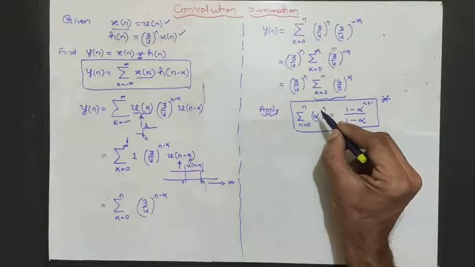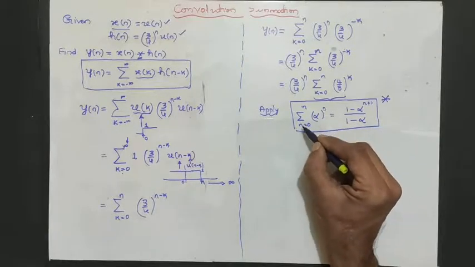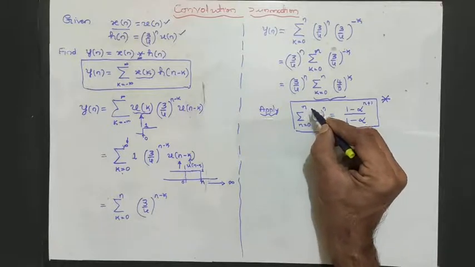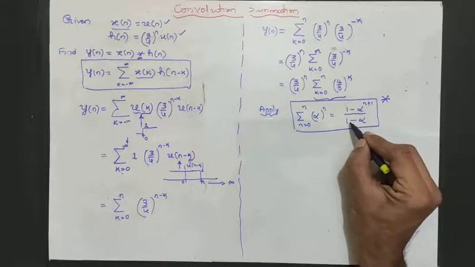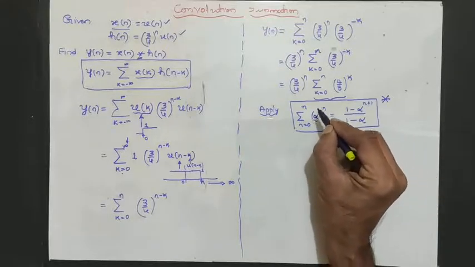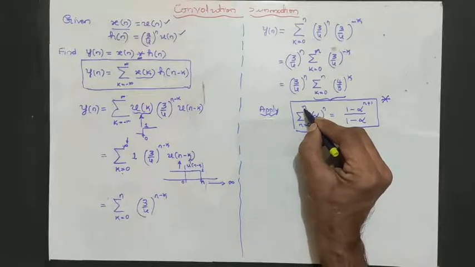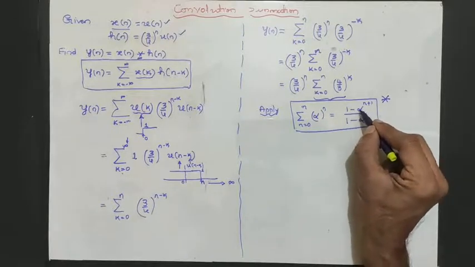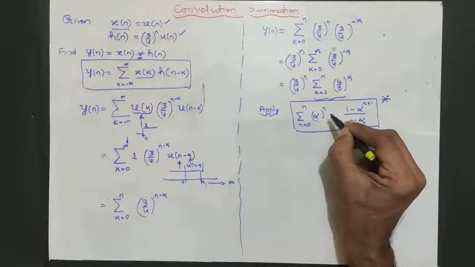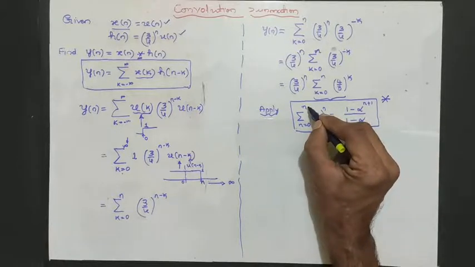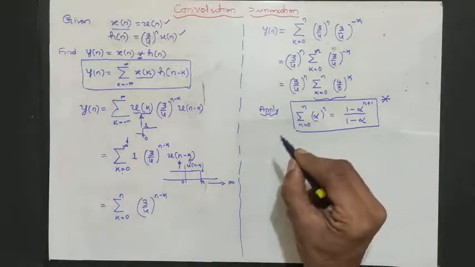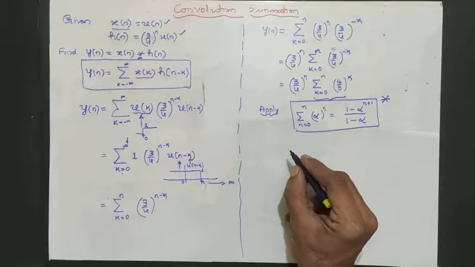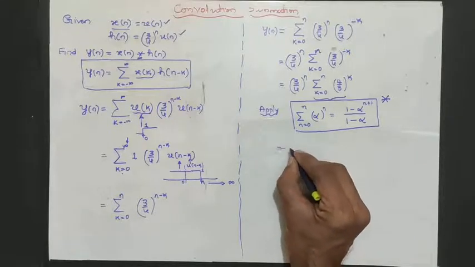What I am doing: something raised to n, summation starts from 0, ends at n. How to do the summation? The formula is 1 minus alpha raised to n plus 1 divided by 1 minus alpha. Sometimes some number, say 10, may be there. Here, 1 minus this alpha, whatever comes in the bracket, raised to that number plus 1 results here. This formula is very important for us to apply in most cases in convolution summation.